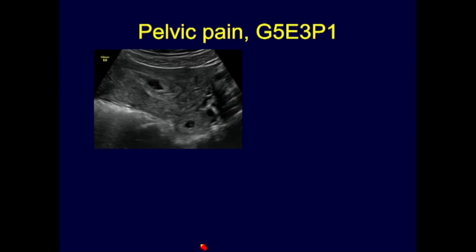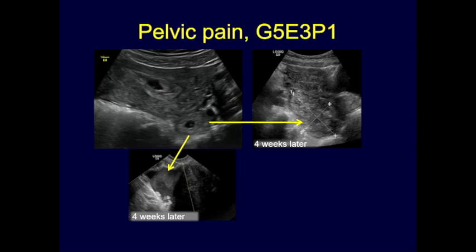So what happened to the patient? She came back 4 weeks later. Now we have a hemorrhagic mass in the area of this sac-like structure and also hemoperitoneum. This was read out as changes of spontaneous abortion with a ruptured hemorrhagic cyst.